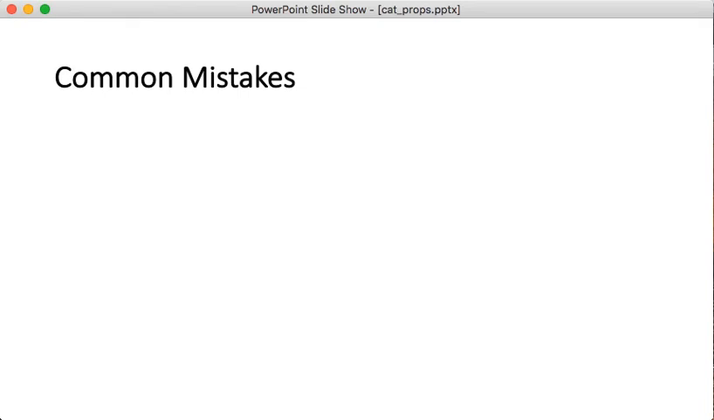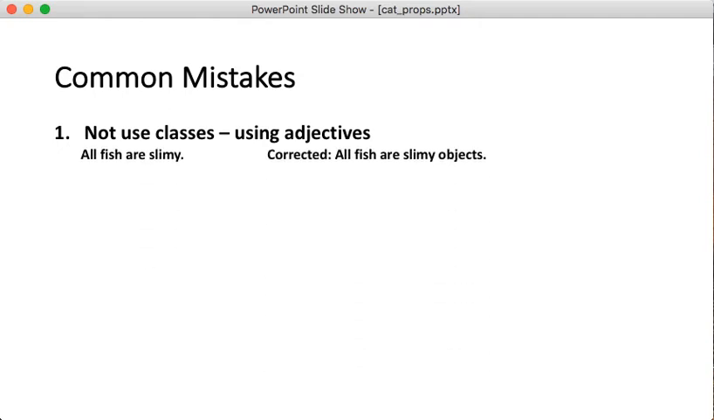Now, the most common mistakes I see, the first is not using classes. People tend to use adjectives and think that's a class. All fish are slimy. Slimy is an adjective. Fish is a class, but slimy is an adjective. So to correct this, we have to change slimy into some noun phrase. So all fish are slimy objects. It could be all fish are slimy animals, whatever you want it to be, but it has to be a class. There needs to be a noun in there to go with that. So what are those things that are slimy we're talking about? And we're saying all the fish are in that group.